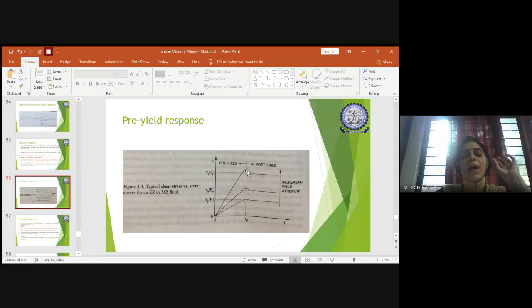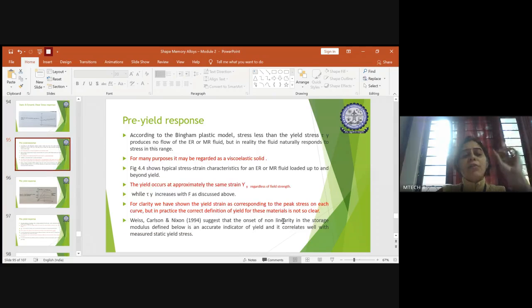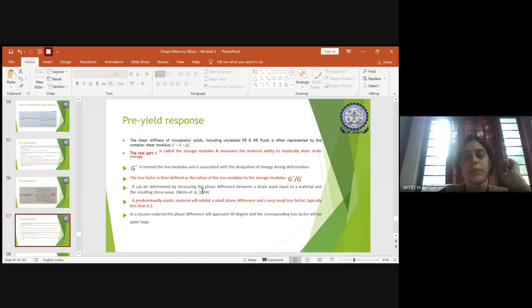Okay, so if you have a proper correlation between the yield point and the yield stress, then you can identify and tell for which material which will be the yield point and which will be the pre-yield value for it. Okay, so these values have to be determined. So this amount of suggestions were given by Wiss, Carlson and Nixon in the year 1994.